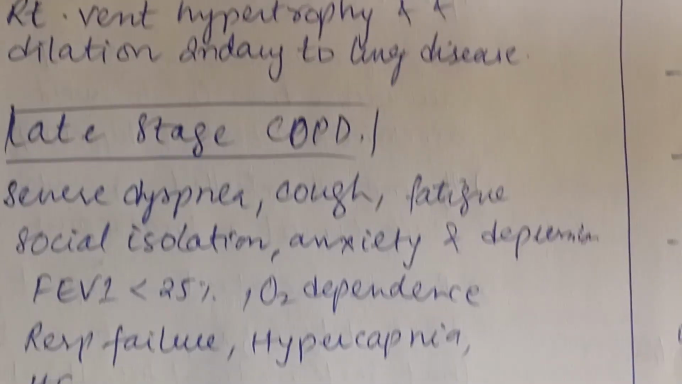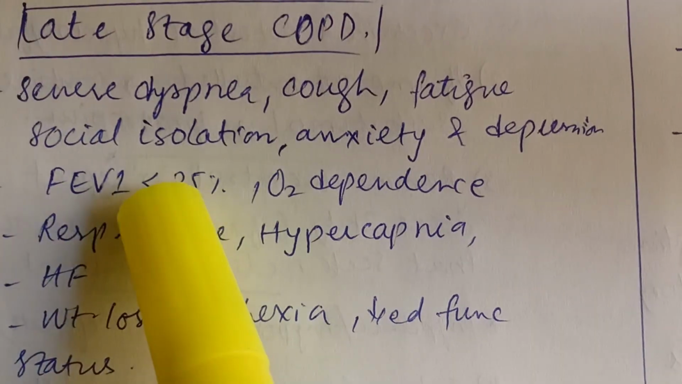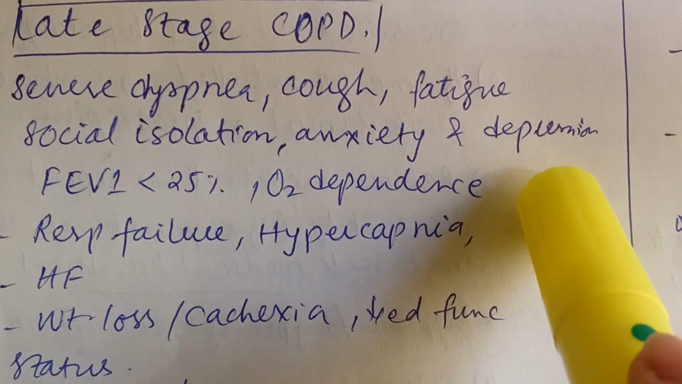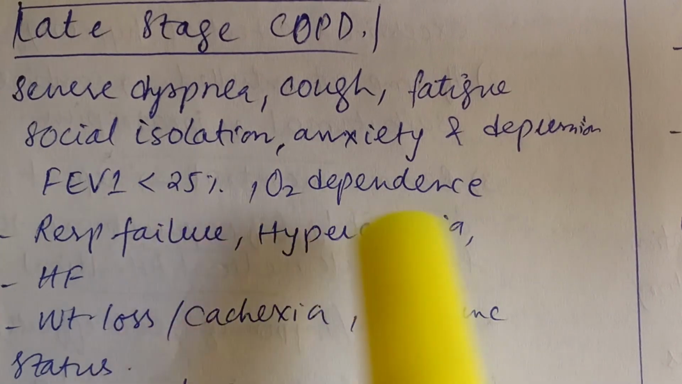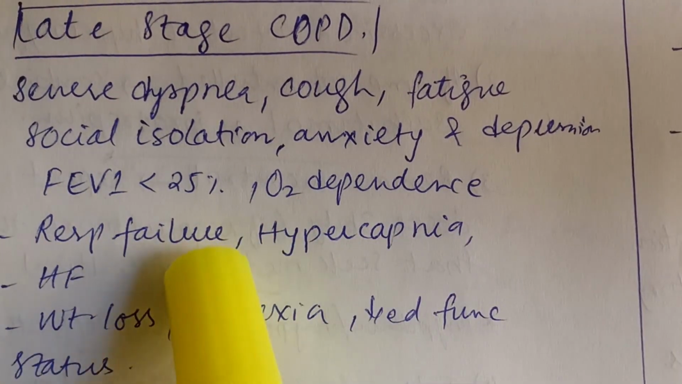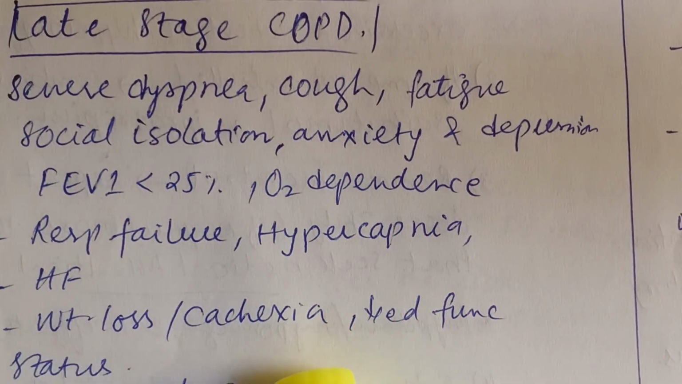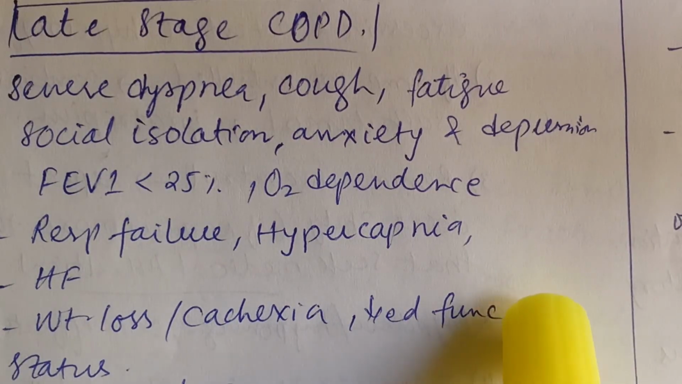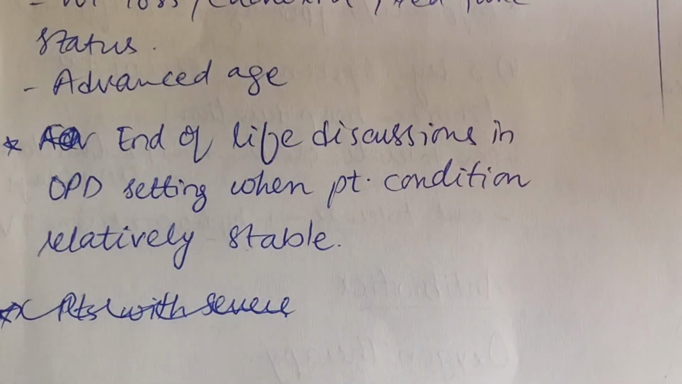Late stage COPD. How are we going to suspect late stage COPD? If the symptoms are getting severe, like the patient has severe dyspnea, severe or increasing frequency of cough, fatigue, and the patient is suffering from social isolation, anxiety, and depression, we are going to suspect late stage COPD. What are the signs? FEV1 is less than 25%. There is oxygen dependence. Respiratory failure is there, causing hypercapnia. Heart failure signs can also be there. Weight loss or cachexia, decreased functional status of the patient, advanced stage, and dependence on others for living.